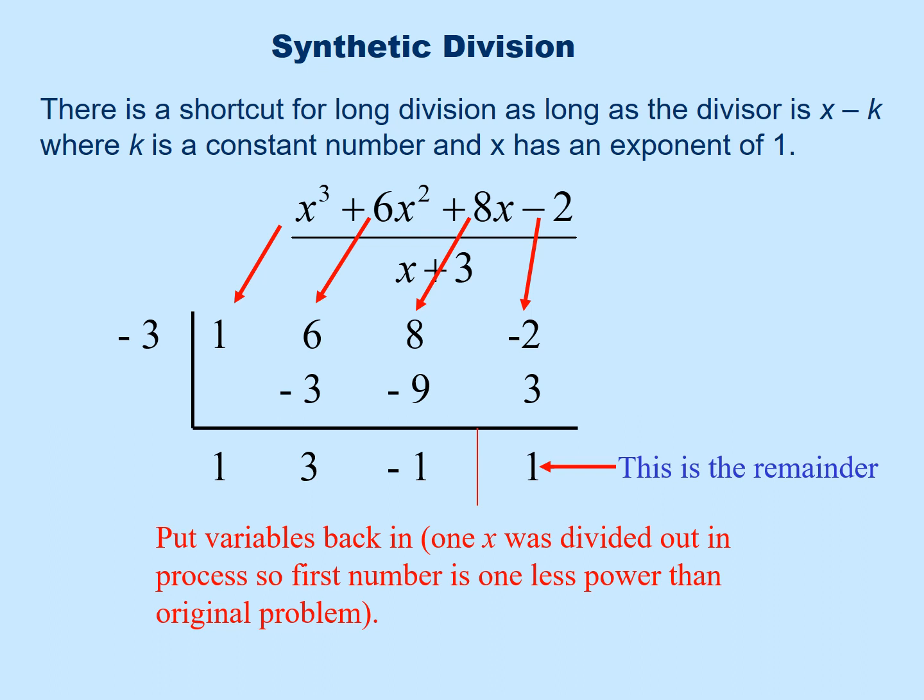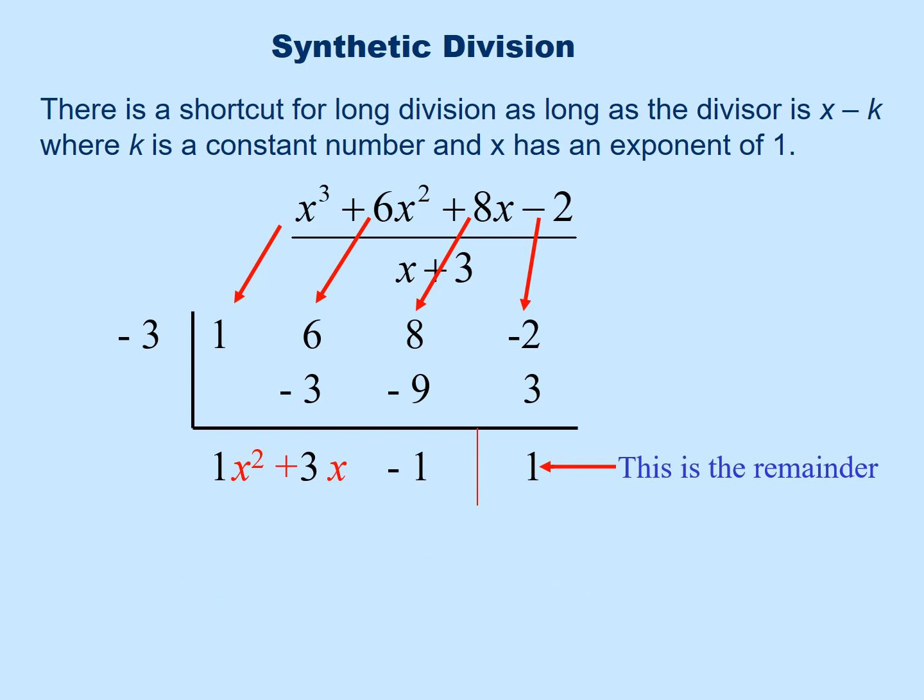Okay, so you put the variables back and we will use these numbers below as the coefficients. So we have 1x squared plus 3x minus 1, and then we have the remainder 1. I repeat, the highest exponent for the quotient must be 2. So we have to put x squared beside 1. And then what comes after x squared? It's a term, a variable with an exponent of 1. So x squared, then we have 3x, and then we have negative 1, and we also have the remainder, which is also 1.